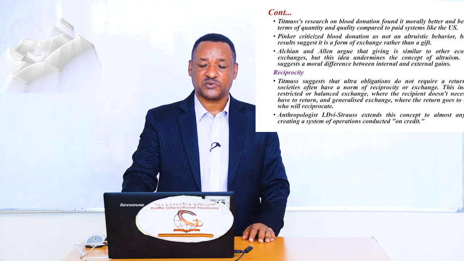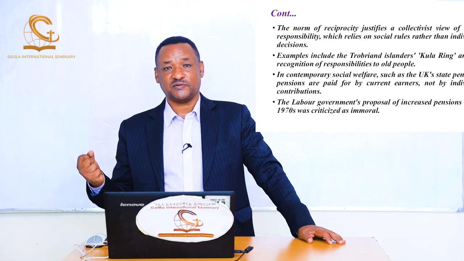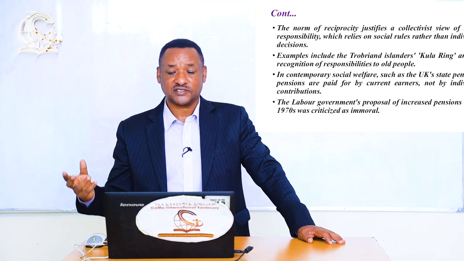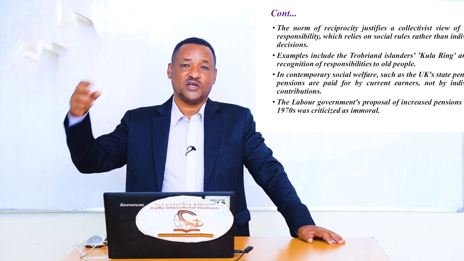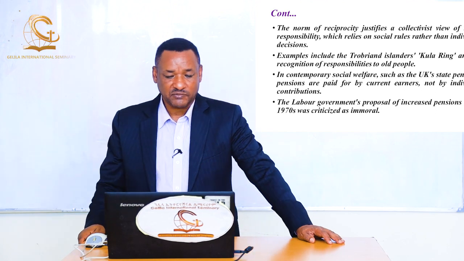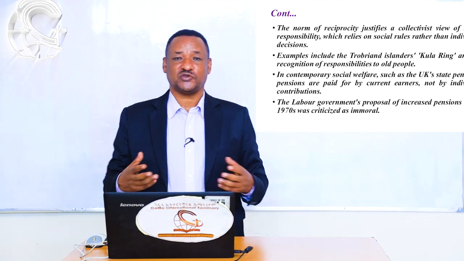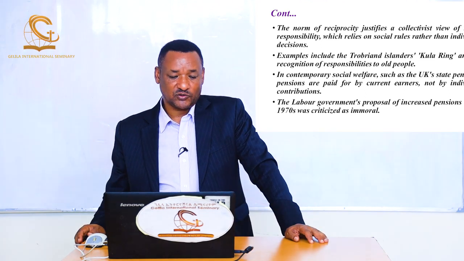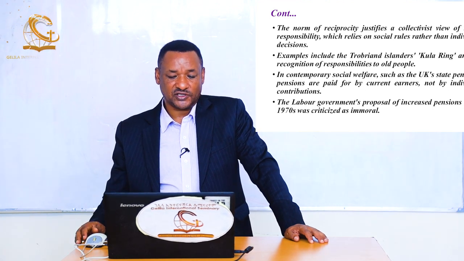The norm of reciprocity justifies a collective view of moral responsibility by the society, or by individuals coming together, which relies on social rules rather than individual decisions. So always they come together and take the moral responsibility of the social services to help each other collectively. An example is old people who come together and take responsibility, doing something to secure their social welfare. In that way, people get together and practice reciprocity to have their own social welfare.